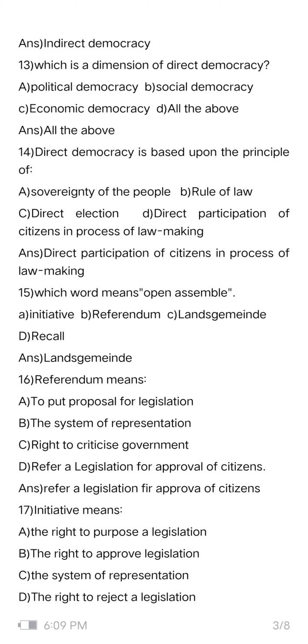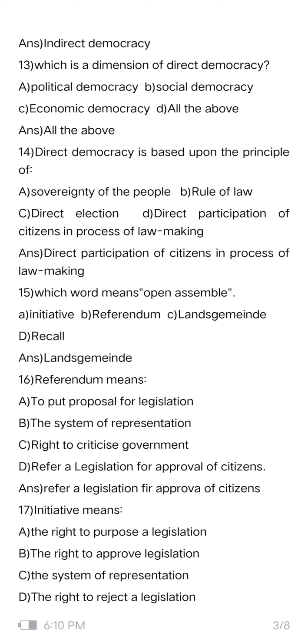Next question is, which word means open assembly? Option is A, initiative. Option B, referendum. Option C, landesman. Or option D, recall. Right answer is landesman. Landesman means open assembly.